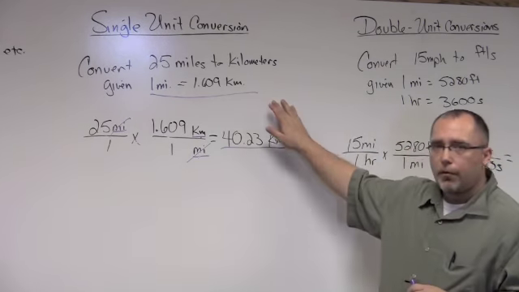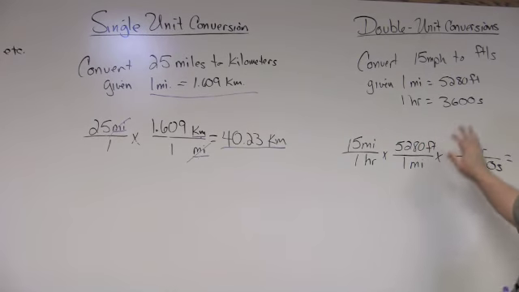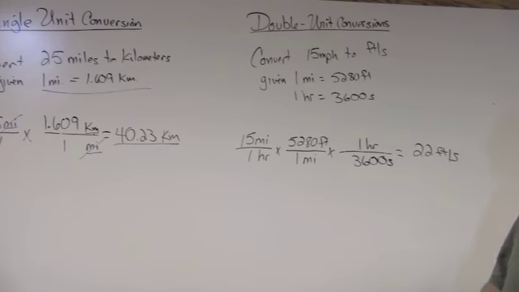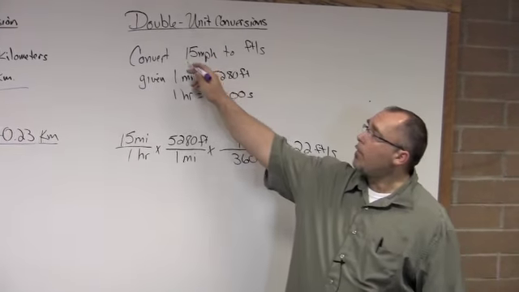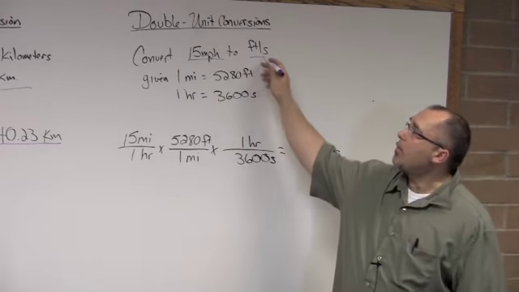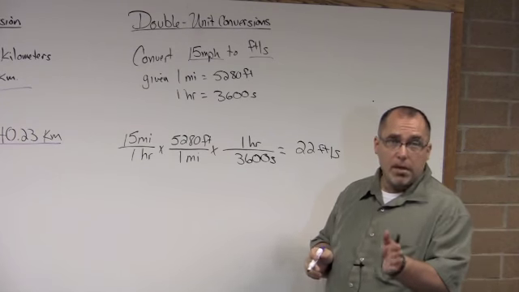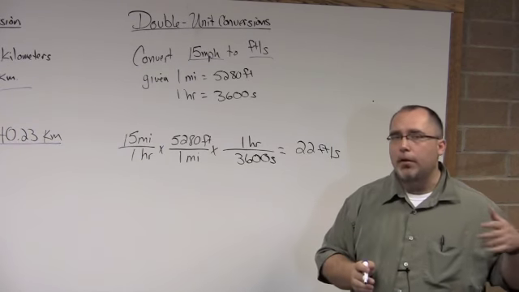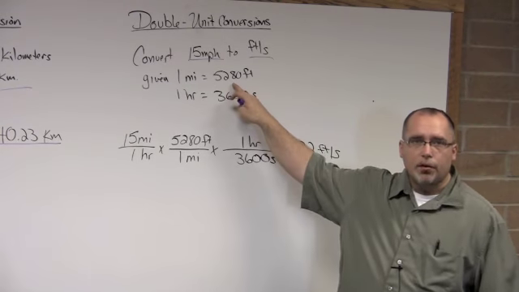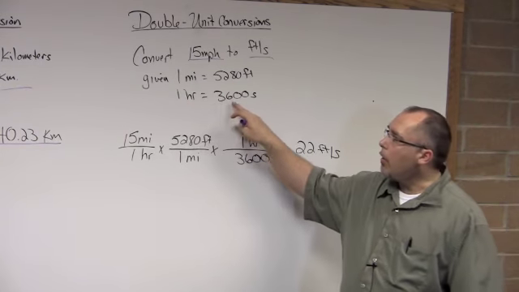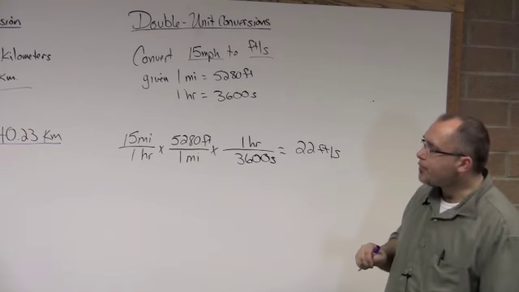Now that's a single unit conversion. We also have what's called a double unit conversion. And in this case, we're doing the same thing, but we're doing it twice. For instance, if I asked you to convert 15 miles per hour to feet per second. So we're taking that speed of 15 miles per hour, converting it into a different unit. Given that 1 mile is 5,280 feet, and in 1 hour there are 3,600 seconds.